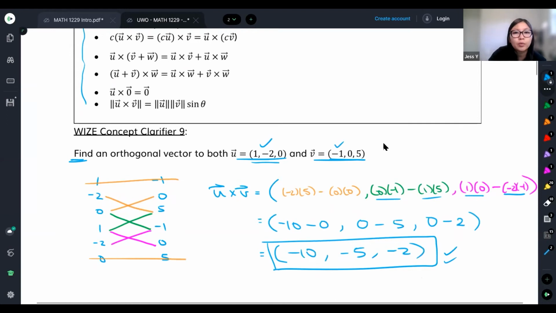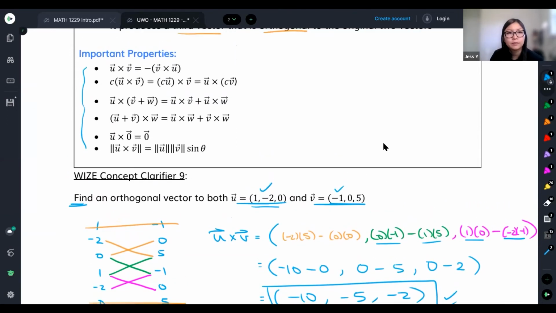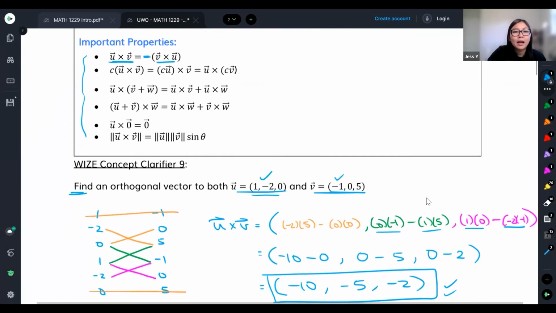Now let's quickly talk about the properties. Let's go back and talk properties here. U cross V. Now, because the pattern is more intricate, we're doing this shoelace thing and there's subtraction involved, the cross product, the order does matter. So if I did U cross V, that's not the same as V cross U. It's actually the negative of V cross U. So for example, in number 9 here, when I did U cross V, I got negative 10, negative 5, negative 2. If I did V cross U the other way, I would actually get positive 10, positive 5, positive 2. It's going to be the opposite, the negative of this vector.